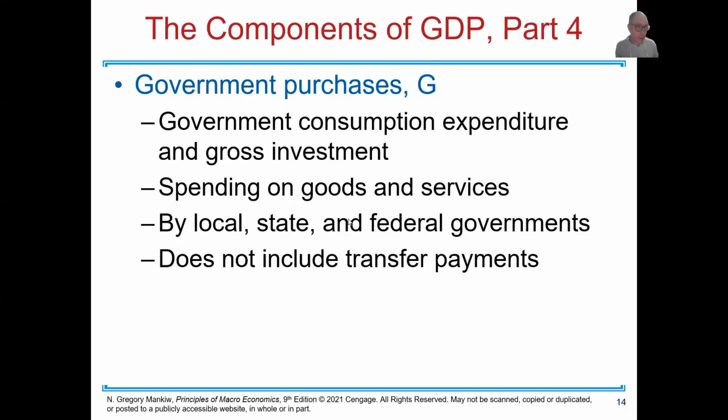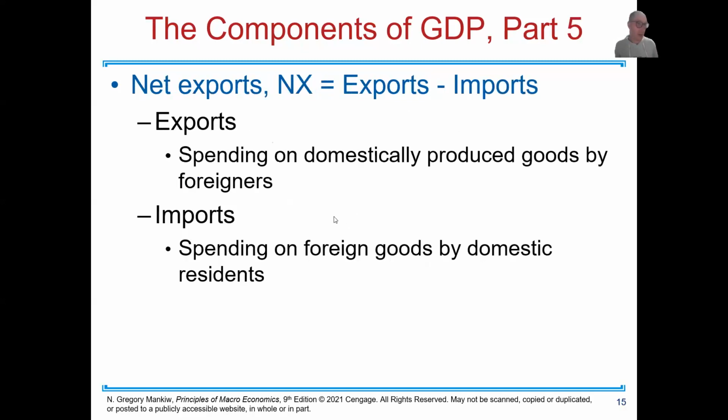So that's government spending. The next part of the gross domestic product formula is net exports. It's exports minus imports. Or you could say imports minus exports, it's fine too. That's net exports, exports minus imports.